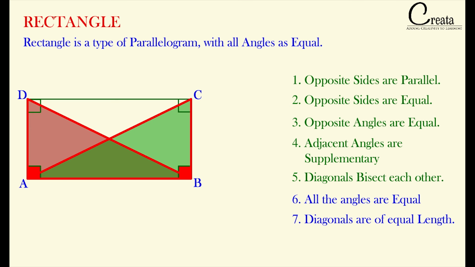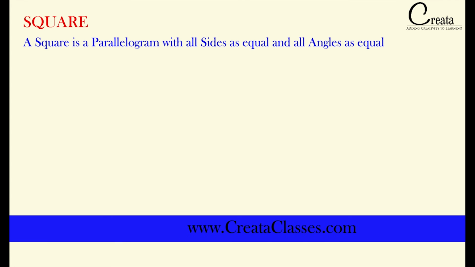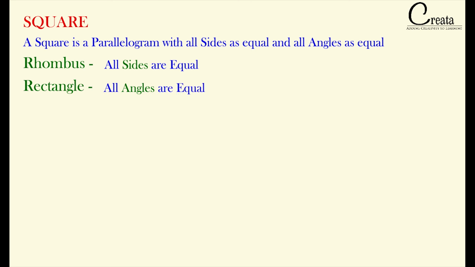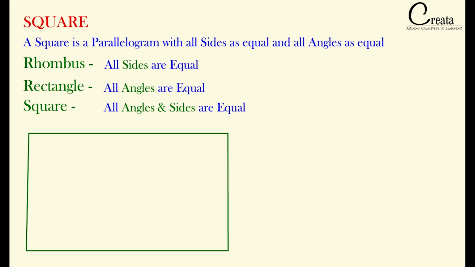Now moving further to the square. A square is also a special type of parallelogram with all the sides equal and all the angles equal. A rhombus has all the sides equal, a rectangle has all the angles equal, and a square has all the angles as well as all the sides equal.